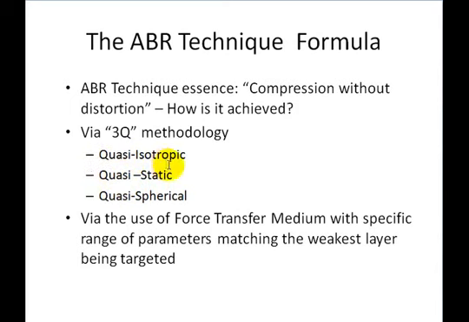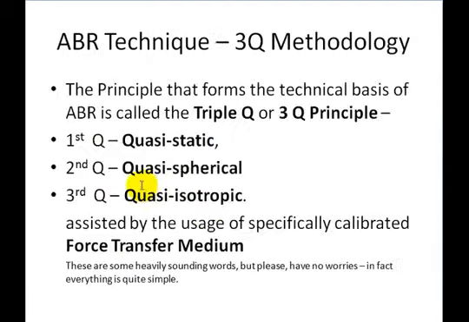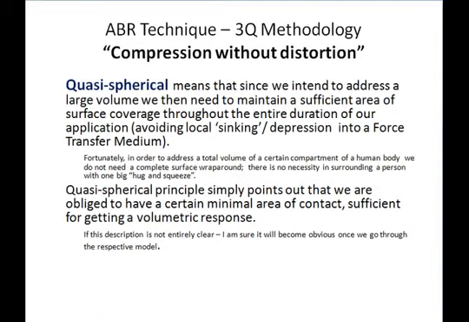So it's quasi-isotropic, quasi-static, quasi-spherical. Plus we add the use of force transfer mediums with a specific range of parameters that match the weakest layer that is being targeted. So what are the three Qs, right? First Q is quasi-static, the second Q is quasi-spherical, and the third Q is quasi-isotropic. Well, these are some heavy-sounding words, but no worries. In fact, everything is quite simple.